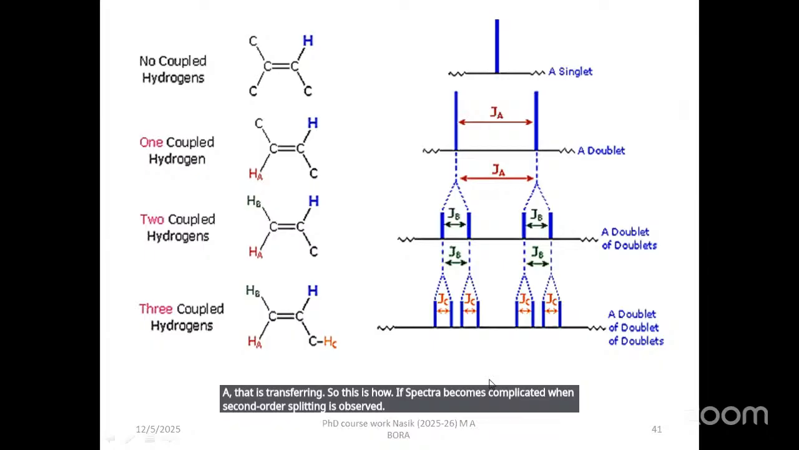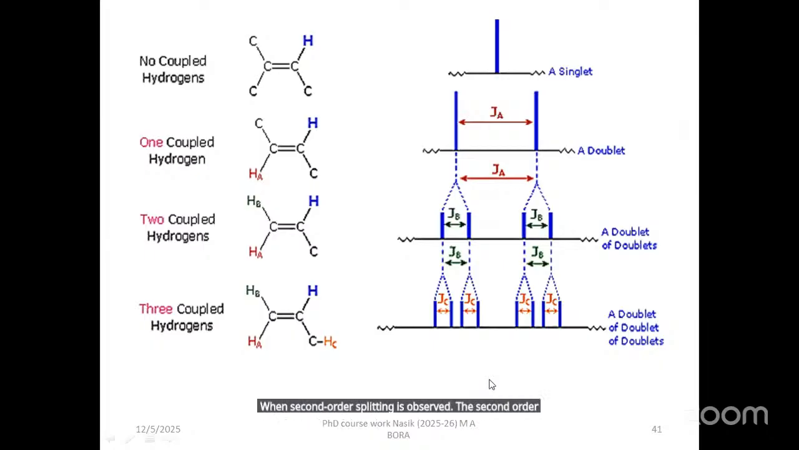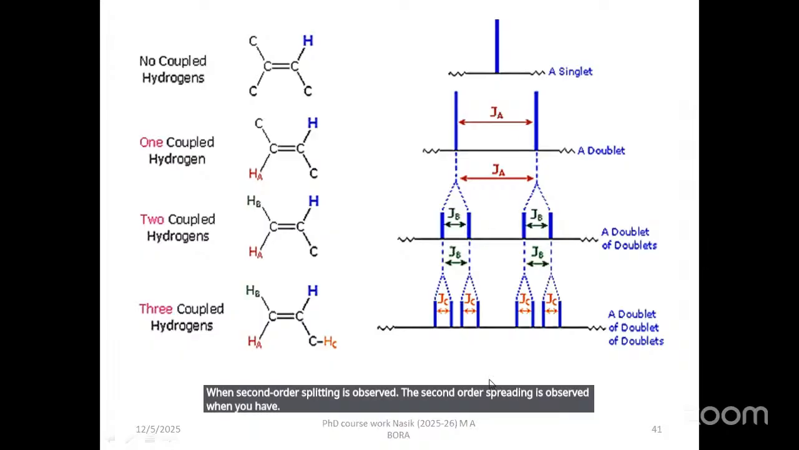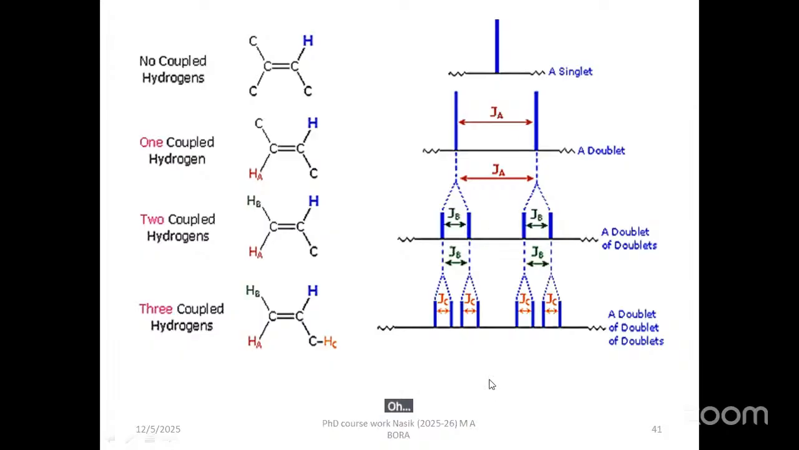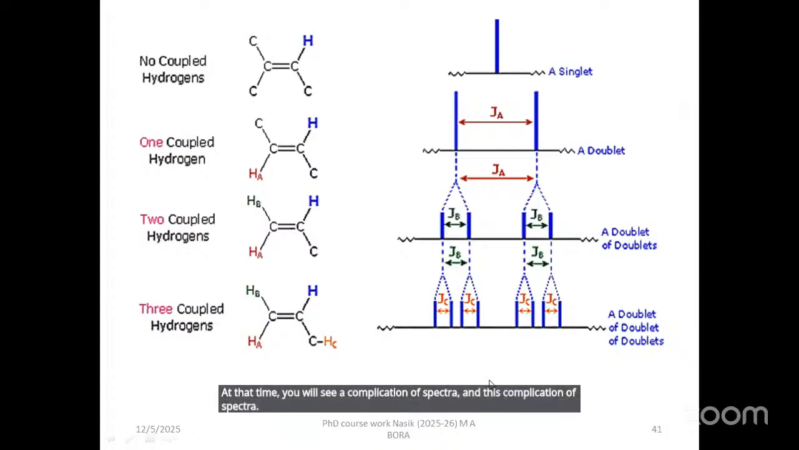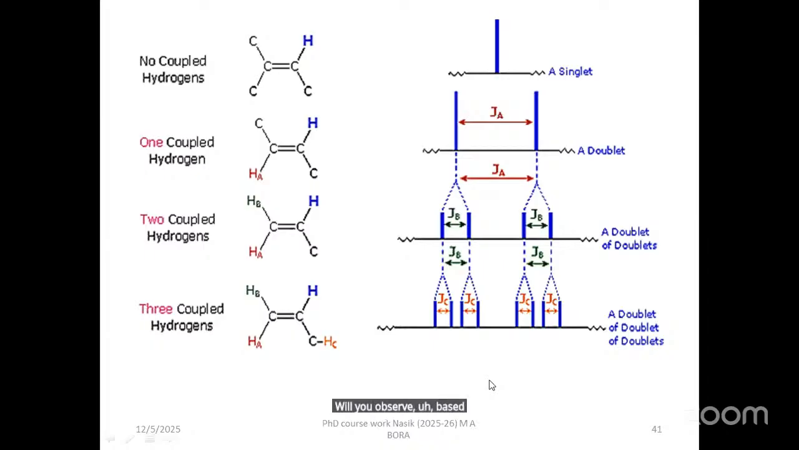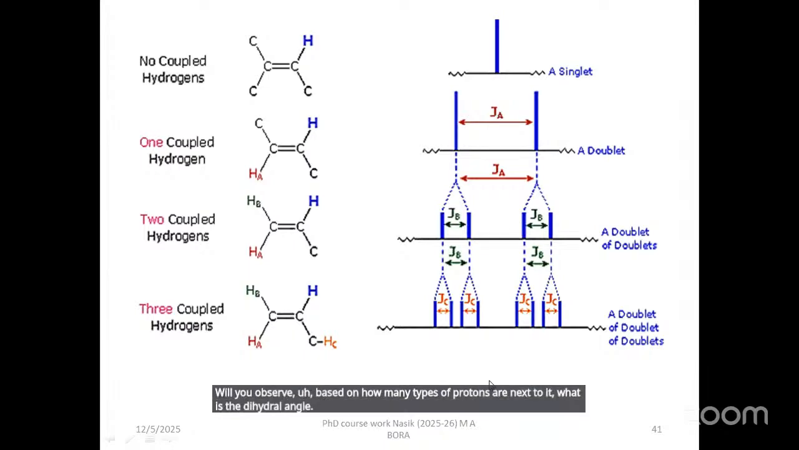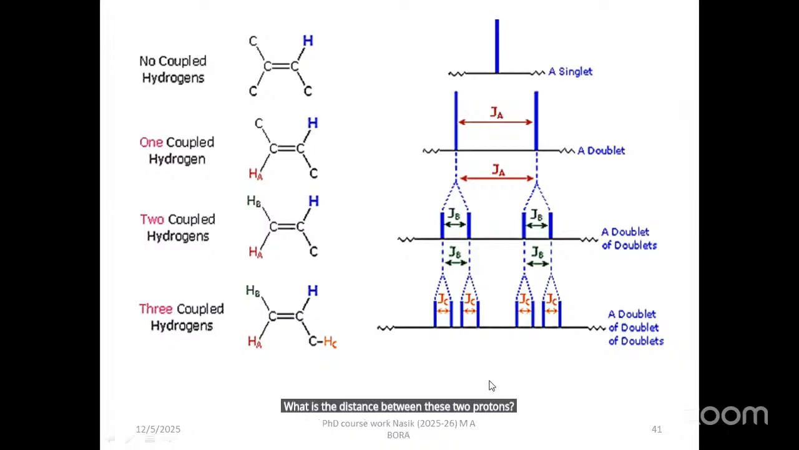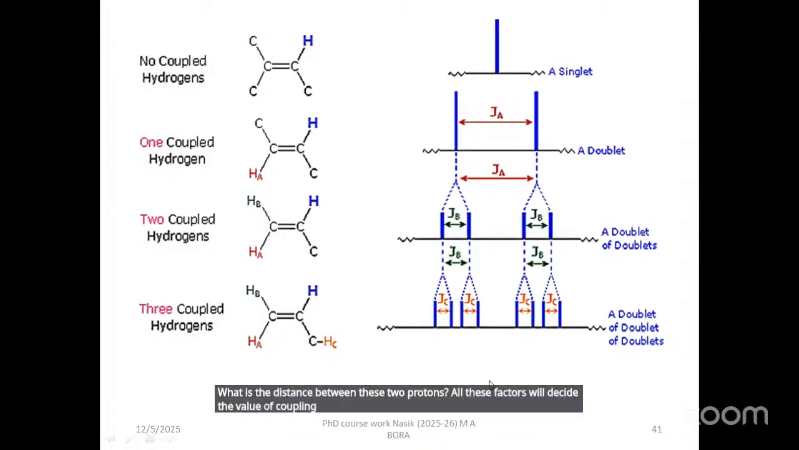Second order splitting is observed when you have magnetically non-equivalent protons next to the proton. At that time, you will see a complication of the spectrum, and this complication will be based on how many types of protons are next to it, what the dihedral angle is, what kind of coupling exists between them, and what the distance between these two protons is. All these factors will decide the value of the coupling constant, and that will decide the splitting pattern of that proton.